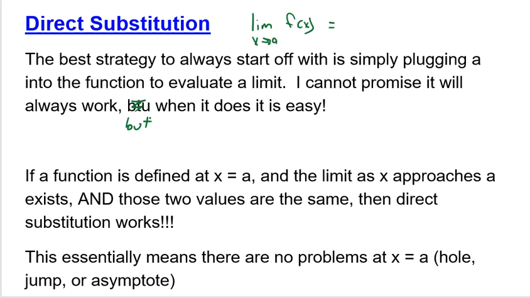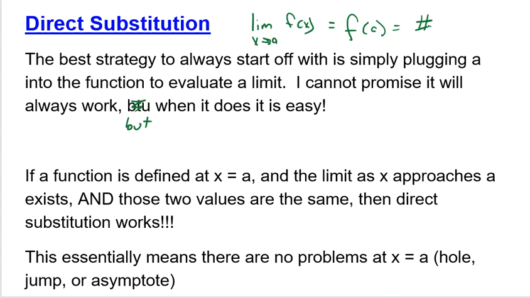Now, here's why, and I want to make sure I say this for the third time. If a function is defined at x equals a, and the limit as x approaches a exists, and those two numbers are the same, it just means that direct substitution works, right? So if you plug a into your function, and the result is a value, a number, well, then that's your answer. And again, what that means is that there were no holes, no vertical asymptotes, no jumps that would cause problems.